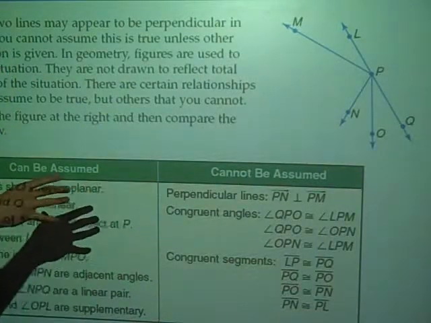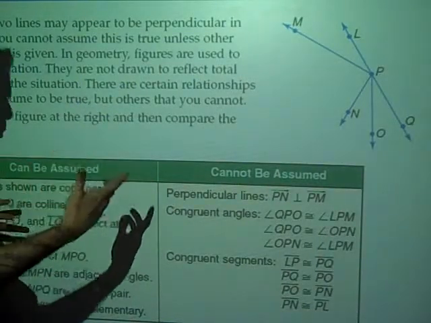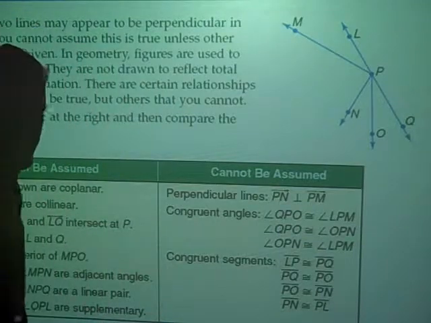I want to talk about a little bit of geometry today. I don't even know if that was a sentence.